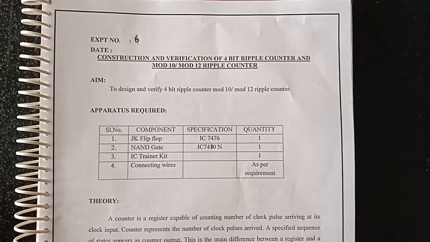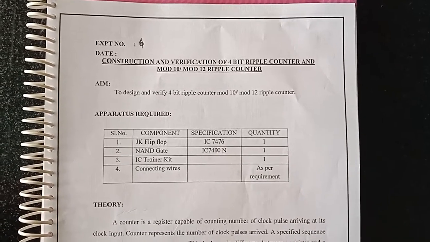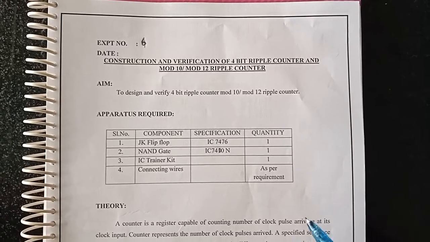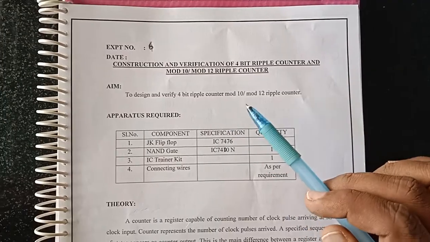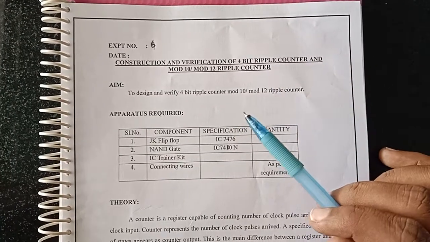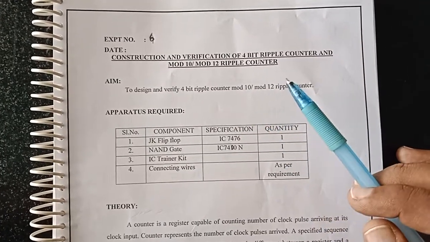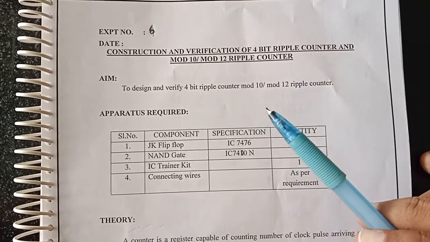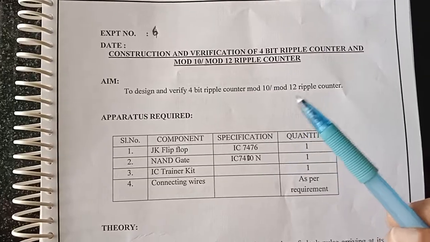Welcome to all. In this session I am going to explain experiment number 6 in the integrated electronics lab: construction and verification of a 4-bit ripple counter and a Mod-10/Mod-12 ripple counter. Our aim is to design the 4-bit ripple counter and also the Mod-10 and Mod-12 ripple counters.